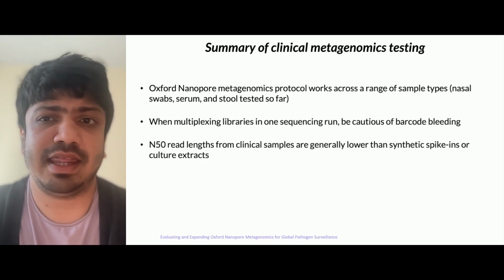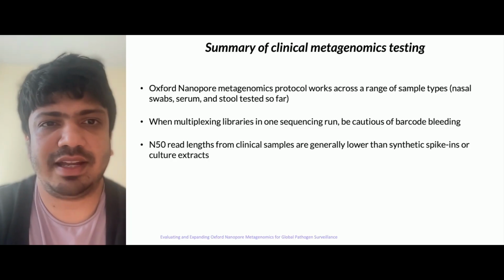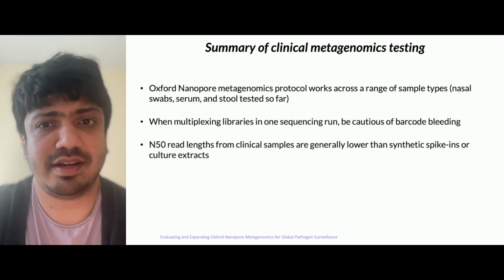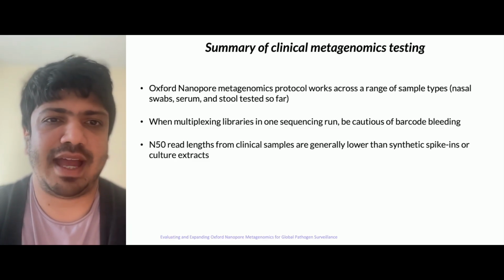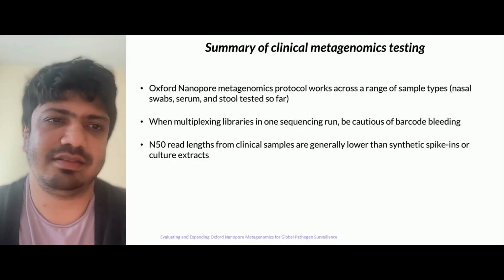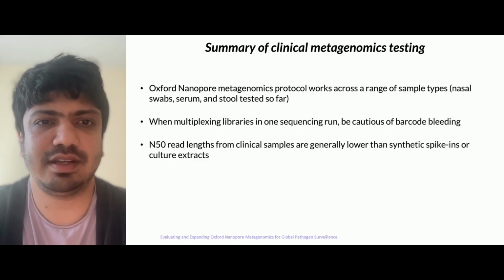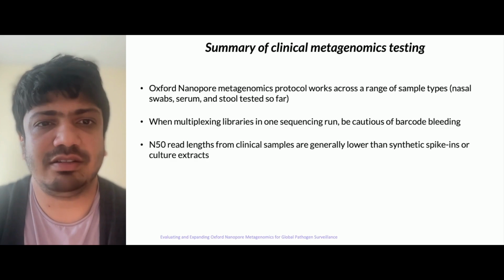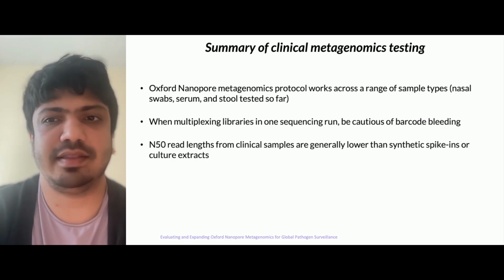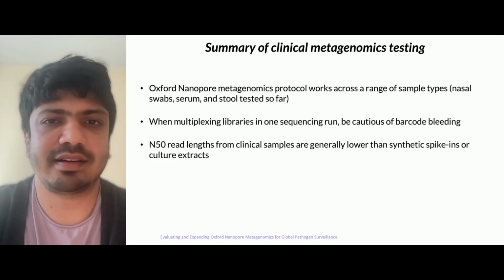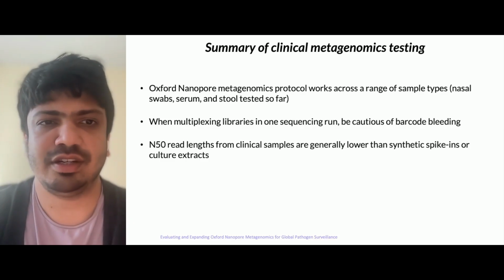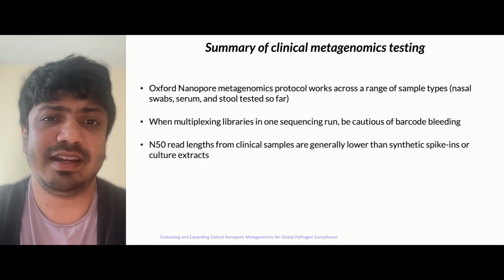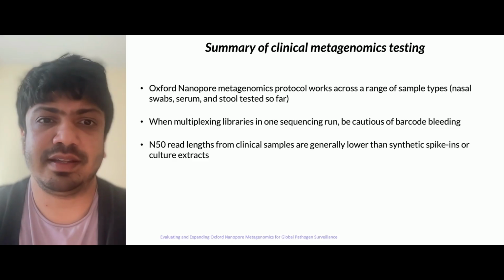But if you are multiplexing libraries or samples in one sequencing run, you do want to be cautious of barcode bleeding. Another thing is that we have noticed that the N50 read lengths we get from sequencing tend to be lower generally for clinical samples compared with synthetic spike-ins or even culture extracts. That's not surprising because clinical samples might be more susceptible to degradation and are perhaps lower quality, but it highlights to us that the quality of the sample really makes a big difference.